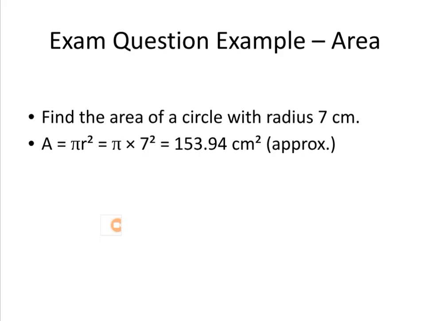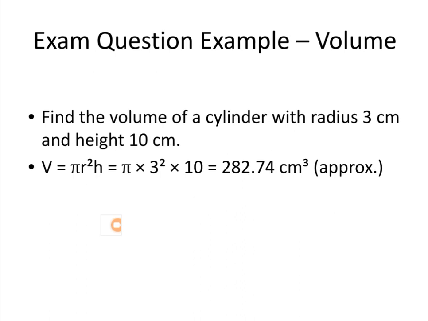Exam questions. A really simple example question on area: find the area of a circle with radius 7 centimeters. Area equals pi r squared, equals pi times 7 squared, equals 153.94 centimeters squared. Really easy, simple question.